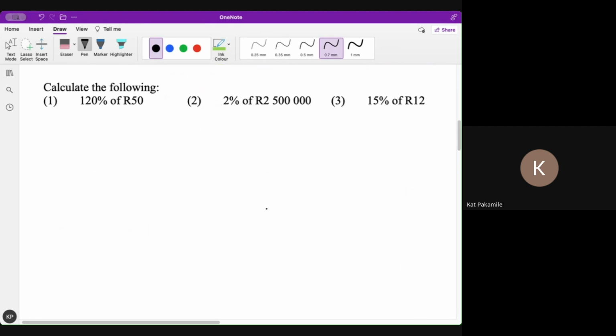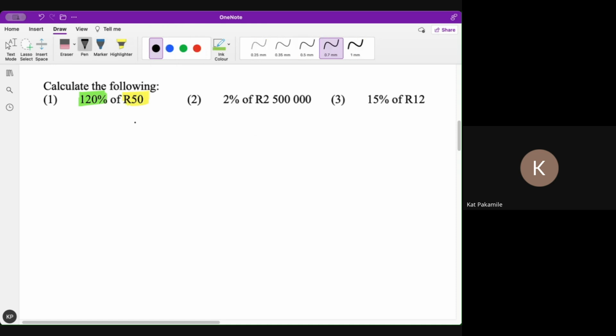Now we're going the other way around. This is why I had to distinguish the difference between "of" and "out of". Now we want 120% of 50 rands. And we said "of" means what, guys?